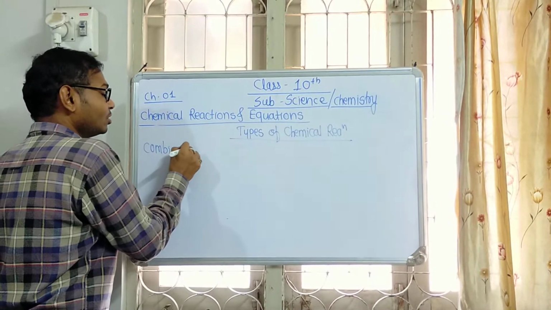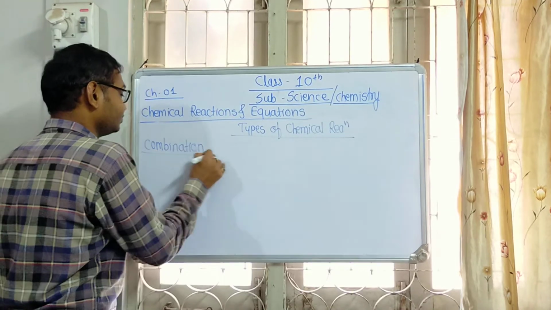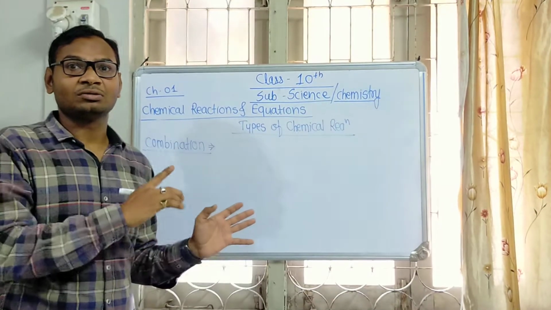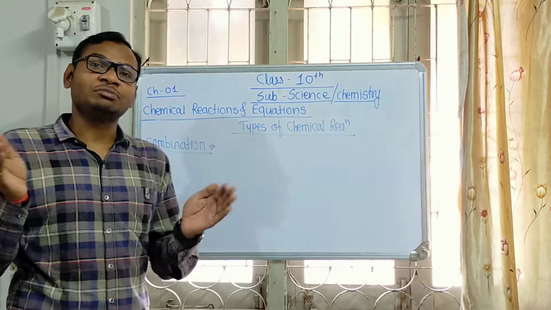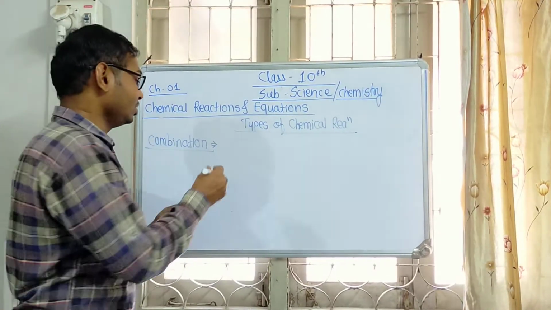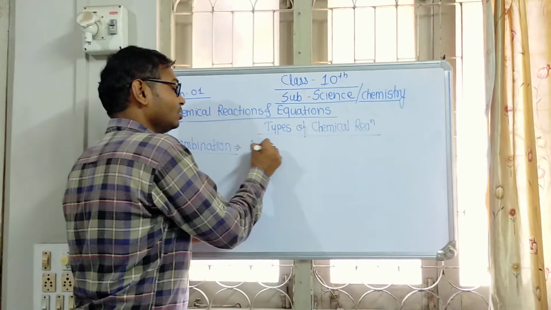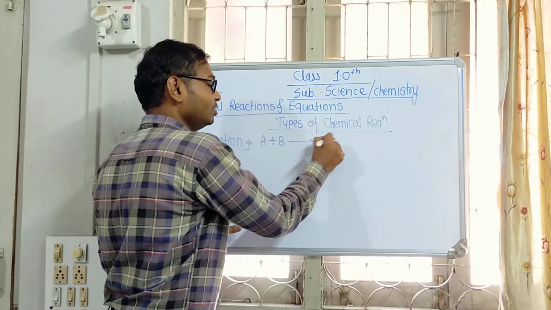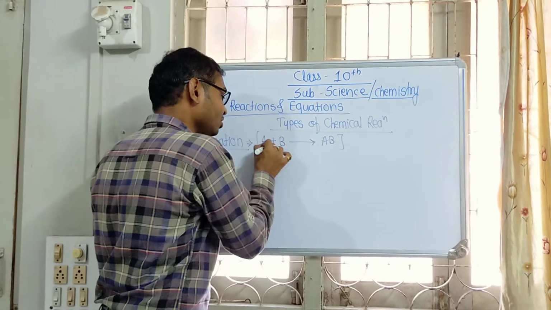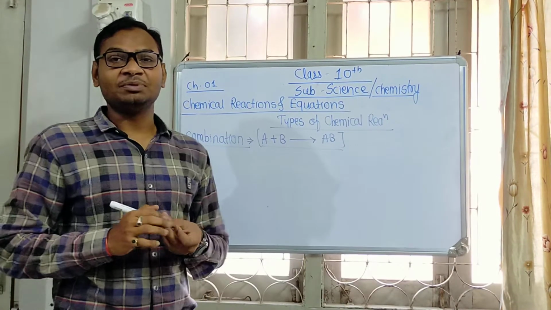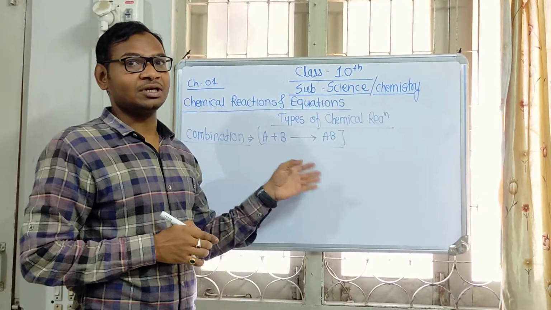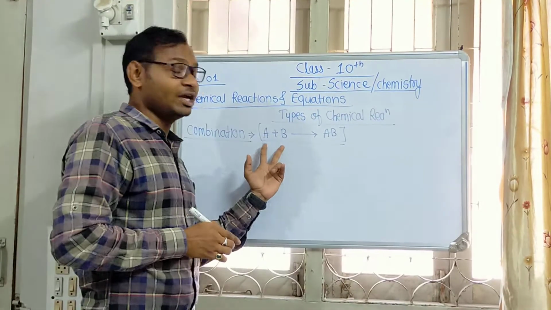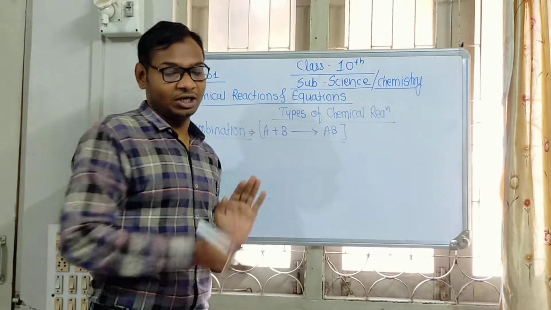So the word combination, we easily know what combination means. Combination means to combine. So in that case, this is a notation called A plus B gives us AB, and we are focusing on this point. A plus B, that is reactant and reagent, gets converted into the product, that is AB. This is our first step because A and B get combined to form AB.